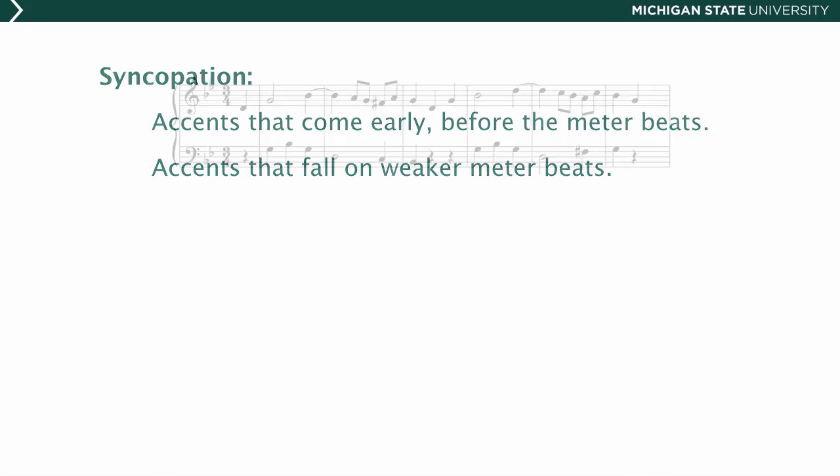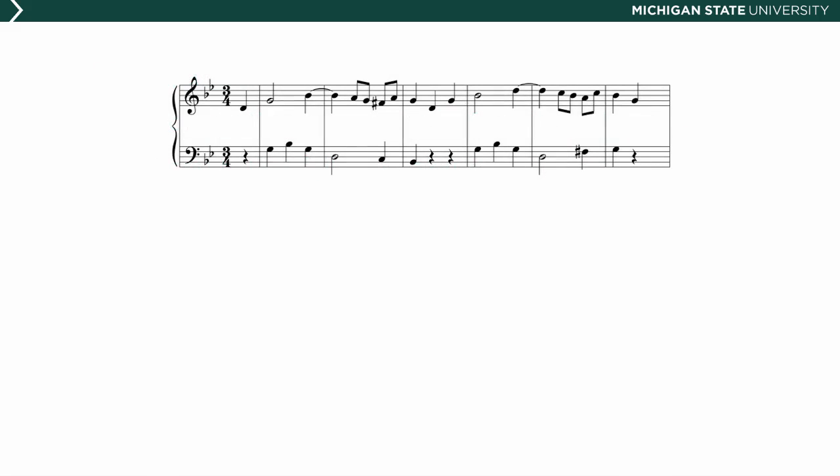Here are some examples. This is from Mozart's Symphony No. 40, simplified for piano. It's in 3/4 time, so we expect quarter note beats, with the first beat of the measure being the strongest. 1, 2, 3, 1, 2, 3. Here's what it sounds like.